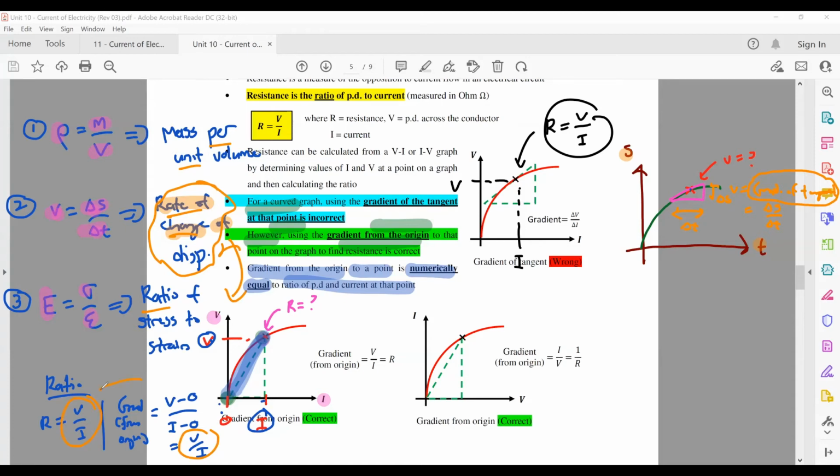That's why I say that they are numerically equal. Okay, you finding gradient from origin is actually going to give you an answer similar to the ratio. Okay, so don't find gradient from tangent, find gradient from origin when you want to evaluate the resistance. Okay, it's because the gradient is equal numerically to the ratio.